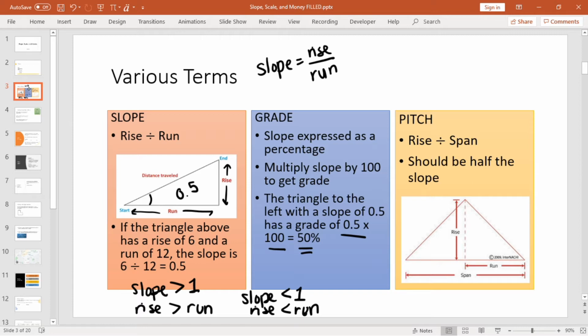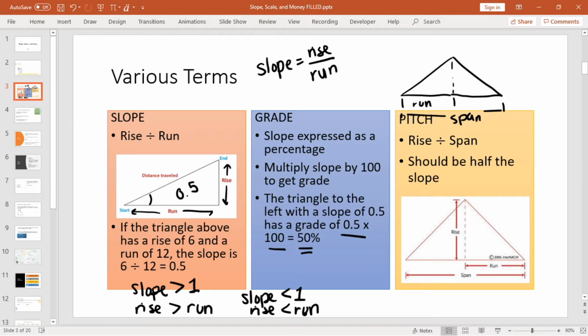When we talk about pitch, which is something I see roofers do, basically, it's as if you took that right triangle that made your slope, but then you added a second right triangle. So instead of having the run, which is from here to here, now we have the span, which goes from end to end. So we're essentially doubling the size of our run. So our pitch is rise divided by span.